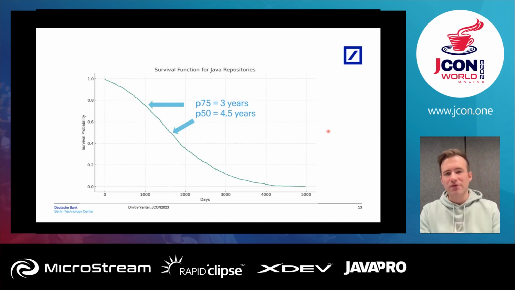You will see the expected survival function for a Java repository, meaning that in 75% of the cases, your Java repository will live for at least 3 years. In 50% of the cases, so it's the median, the expected lifetime is about 4.5 years. So that gives some timeline. Again, this is a timeline that we can find evidence for.